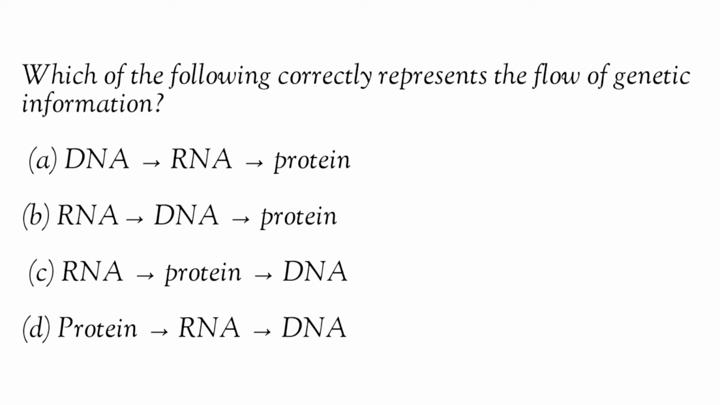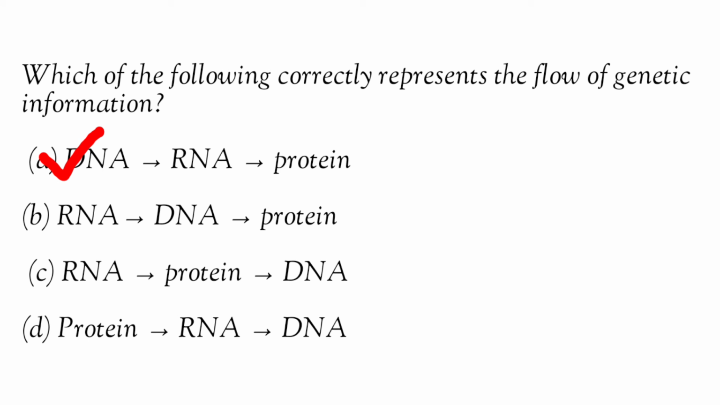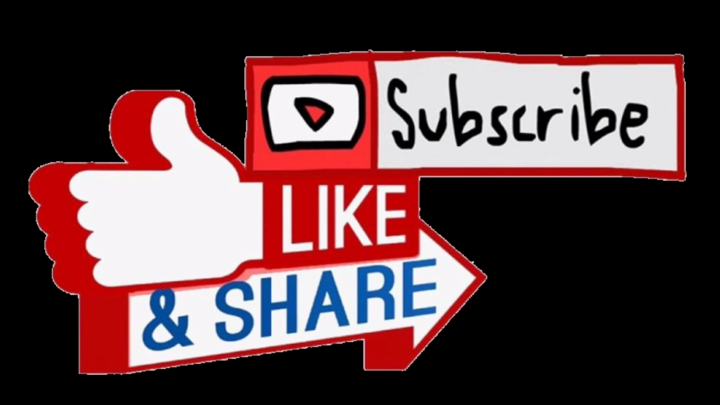Okay, next one. Which of the following correctly represents the flow of genetic information? Option A, DNA, RNA, then protein. Option B, RNA, DNA, then protein. Option C, RNA, protein, DNA. Option D, protein, RNA, and then DNA. The flow of genetic information from DNA to RNA and then to the polypeptide is called central dogma of molecular biology. So, option A, DNA, RNA, and then protein, is the right answer for this question.